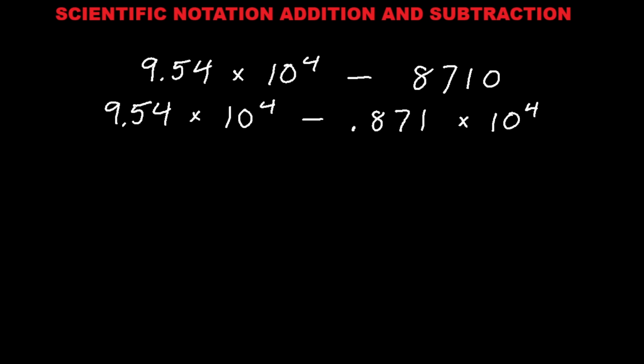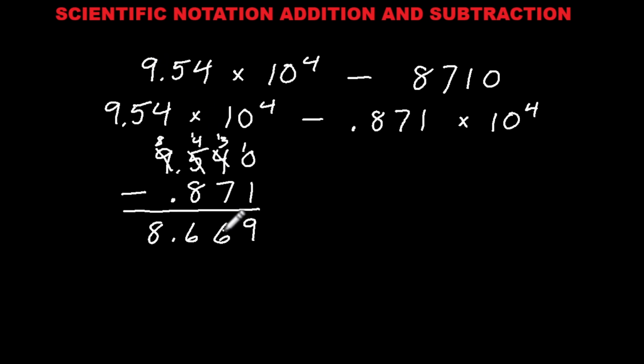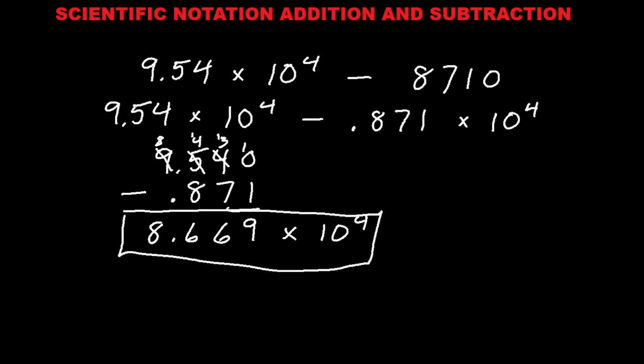Now I'm able to line up decimals and subtract. And once I'm done subtracting, I have 8.669. That's times 10 to the fourth power. And checking, this is in proper scientific notation, so no adjustment to the power of 10 needs to be done. So this is our final answer.